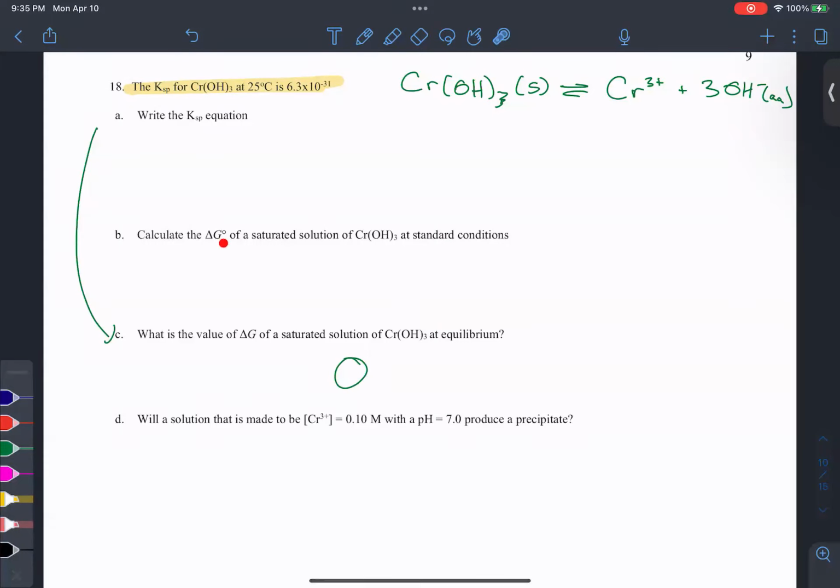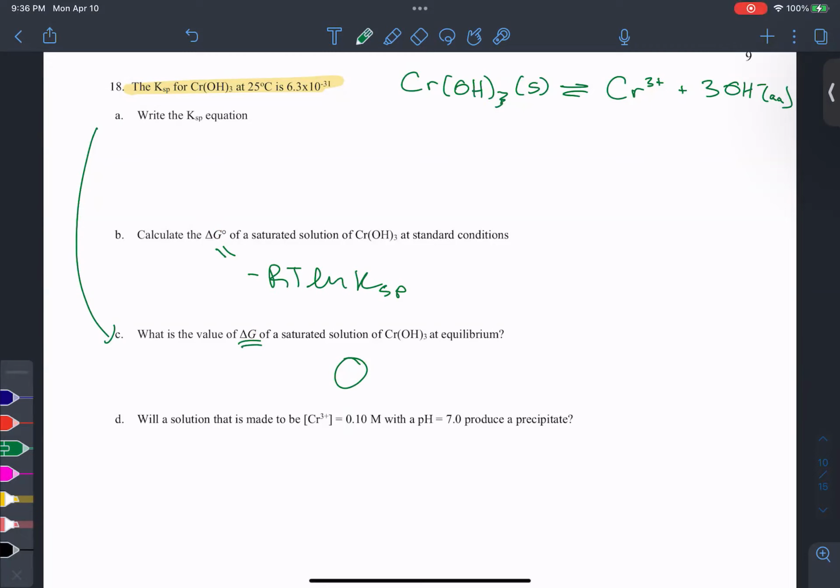So if you look at B and C, see how B has a knot in it and C does not have a knot in it? That's not a mistake. Delta G knot, this is at standard conditions. So this value is related to negative RT ln K. We are given K, KSP in this case. So you could calculate delta G knot. It's related to KSP. Delta G is related to systems not at standard conditions.